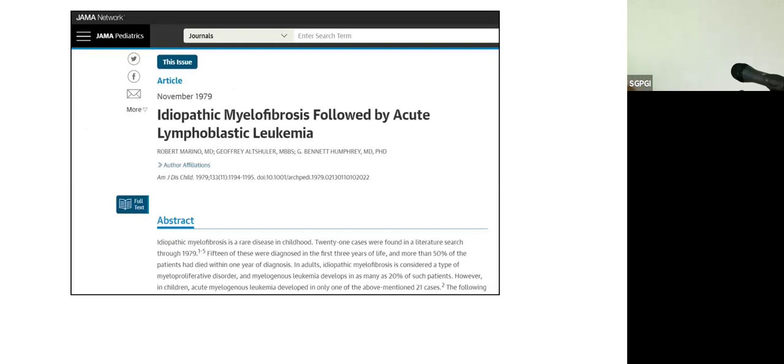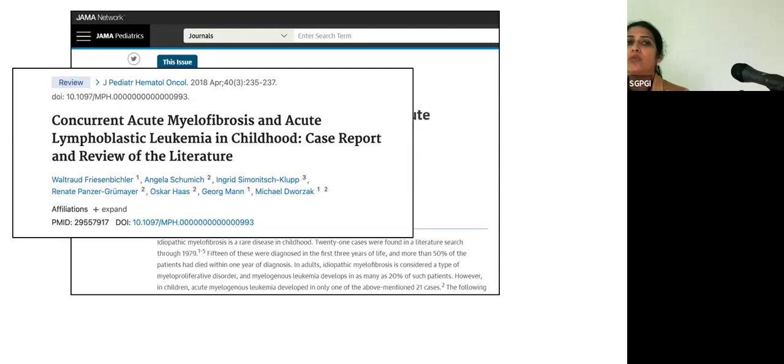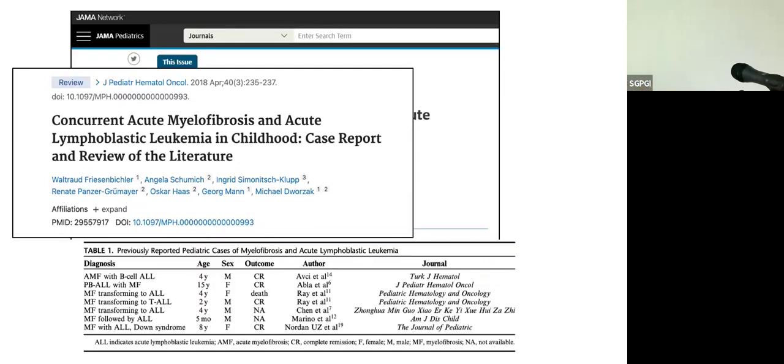So we searched more, and we found this article from JAMA 1979. There was a case reported where idiopathic myelofibrosis was followed by acute lymphoblastic leukemia. Then there was another paper in 2018 where they did some review of literature also, and they found that there were 6 or 7 cases where children with myelofibrosis had developed ALL, both B and T-ALL. But yes, this was a far-fetched diagnosis. This is quite a rare phenomenon to occur.